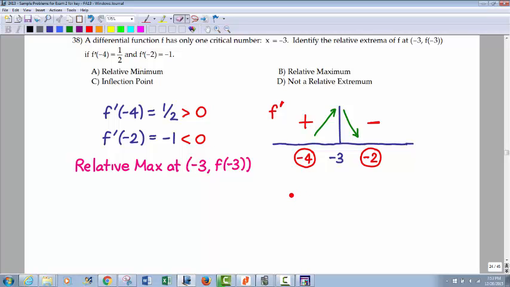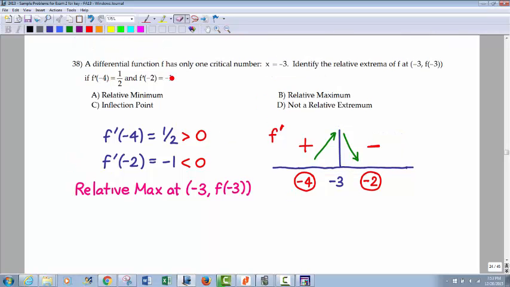Okay. You might have just looked at the positive and negative and figured that out without having to write that out. And that's certainly fine too.